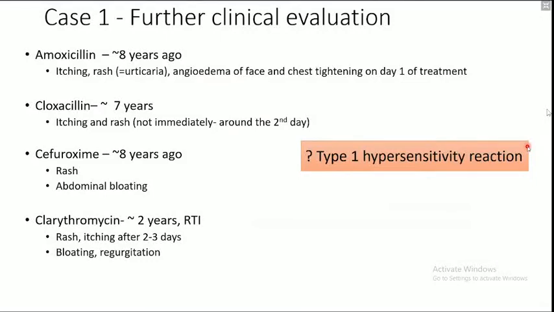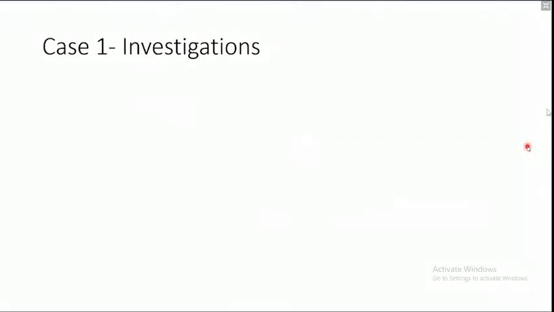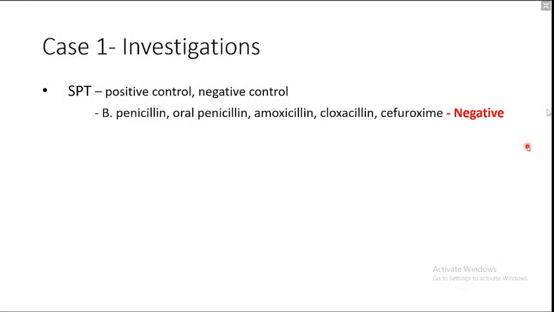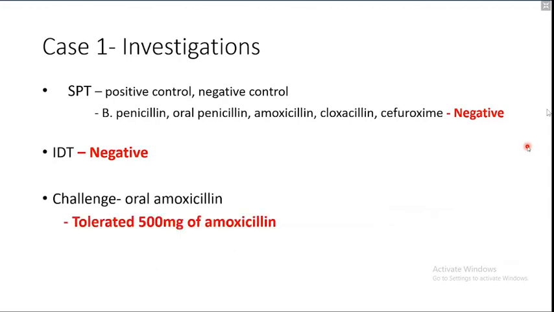So to confirm whether it was a type 1 reaction, especially with the betalactams, I did a skin prick test with positive and negative controls, and they were all negative. These are the drugs that I used, and the intradermal test was also negative, and I did the oral amoxicillin challenge, and then she could tolerate 500 milligrams of amoxicillin.